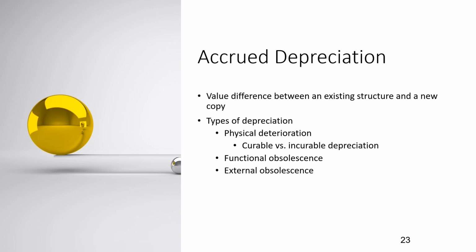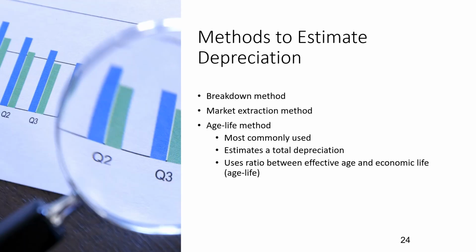Accrued depreciation is the value difference between an existing structure and a new copy. Types of depreciation are physical deterioration, which can be curable or incurable, functional obsolescence, and external obsolescence. The methods to estimate depreciation include the breakdown method, market extraction method, and age-life method. This is the most commonly used method. It estimates a total depreciation and uses the ratio between effective age and economic life.